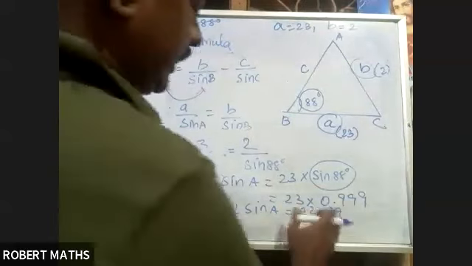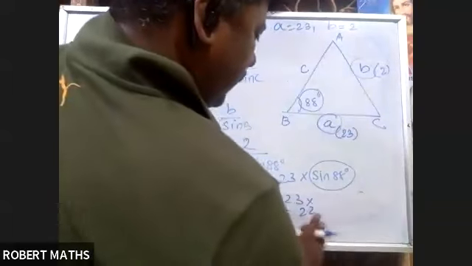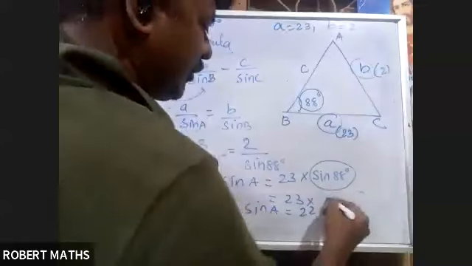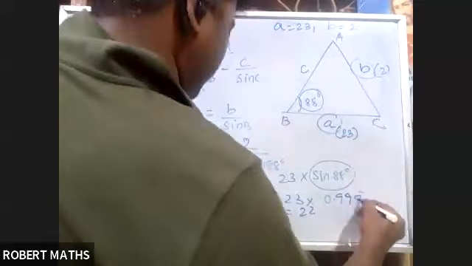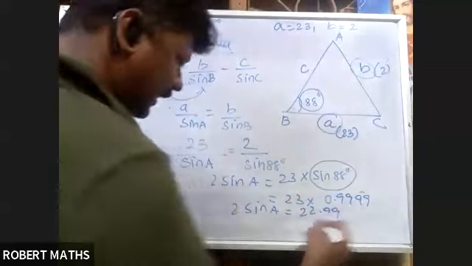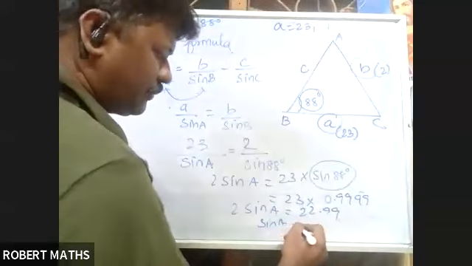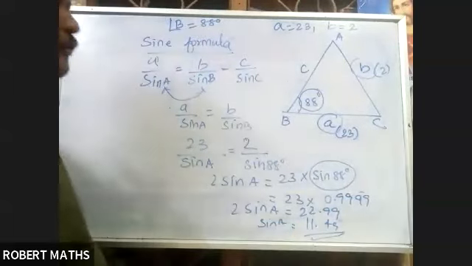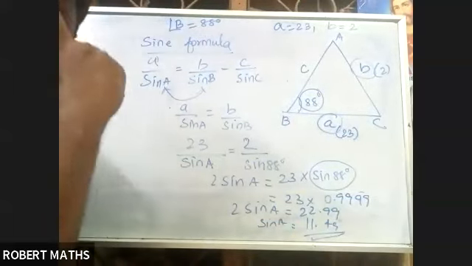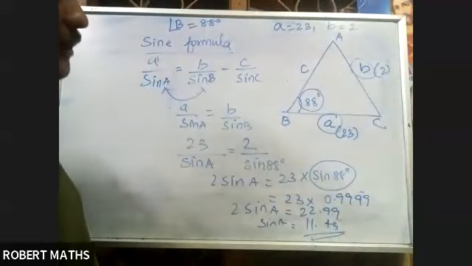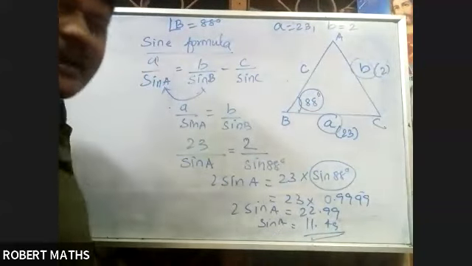So sin 88 degree is approximately 0.999. The value of sin 90 degree is 1, right? So we'll get about 0.999, and sin A is equal to 11.49. Listen carefully, add these two. So we'll get 88 degree and 11.49 degree.